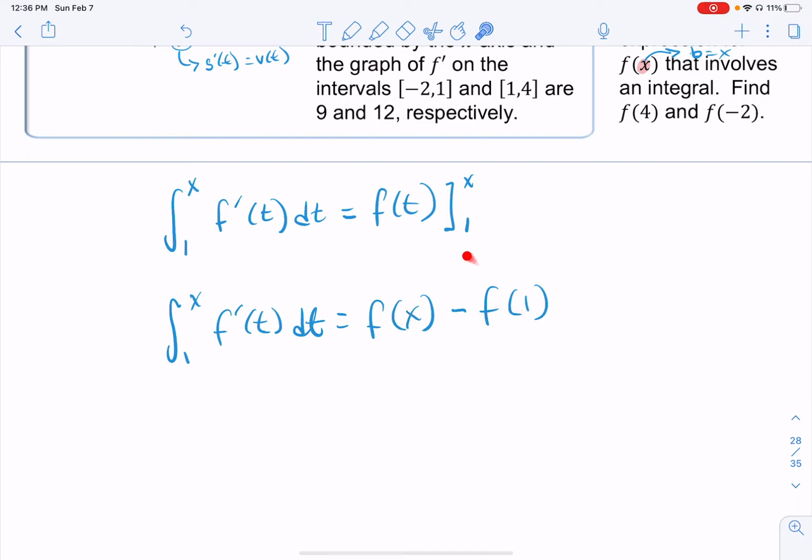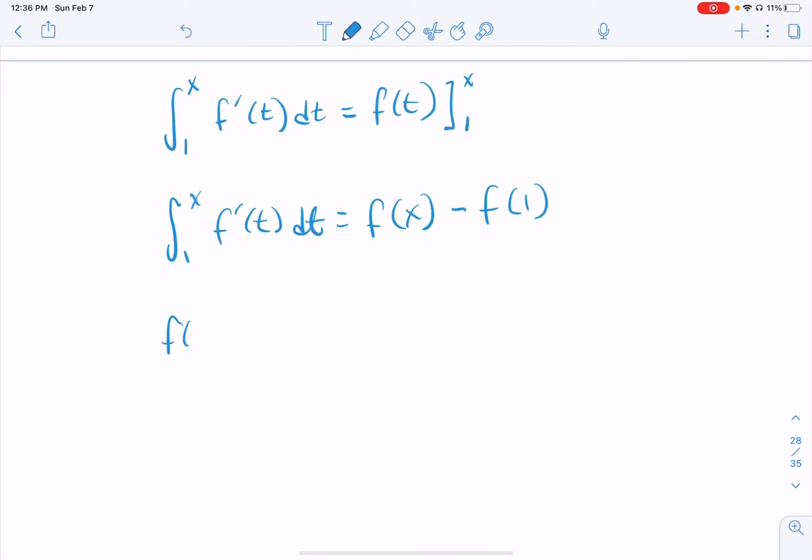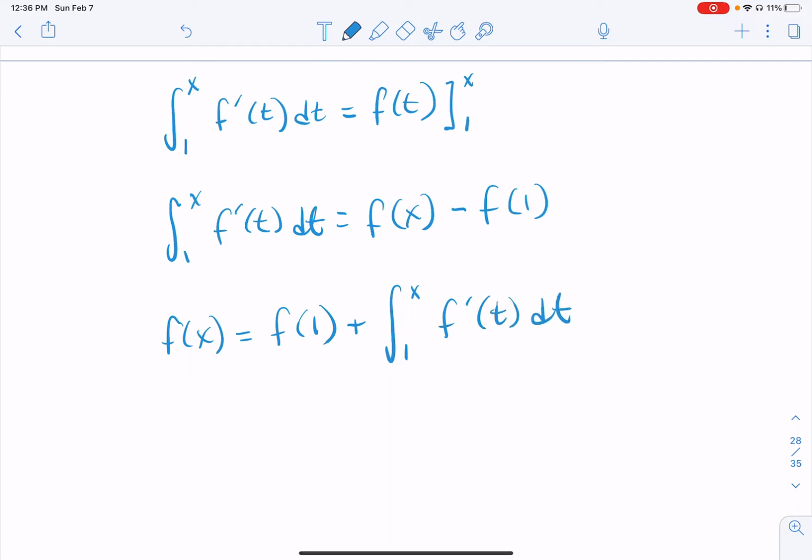I'm going to go ahead and add this f of 1 to the other side. I highly recommend that this is the way you tackle one of these problems. Start with the fundamental theorem of calculus, apply it, and then rearrange your equation as needed. So I would have f of x, which is the equation that we're looking for, is equal to f of 1, our initial position, plus a change in position from 1 to x of f prime of t dt.